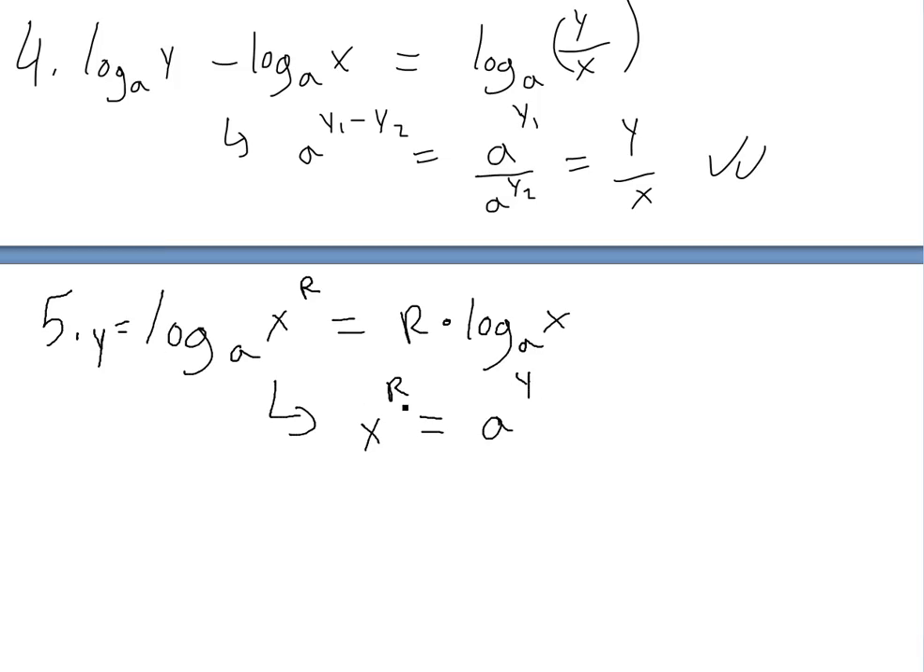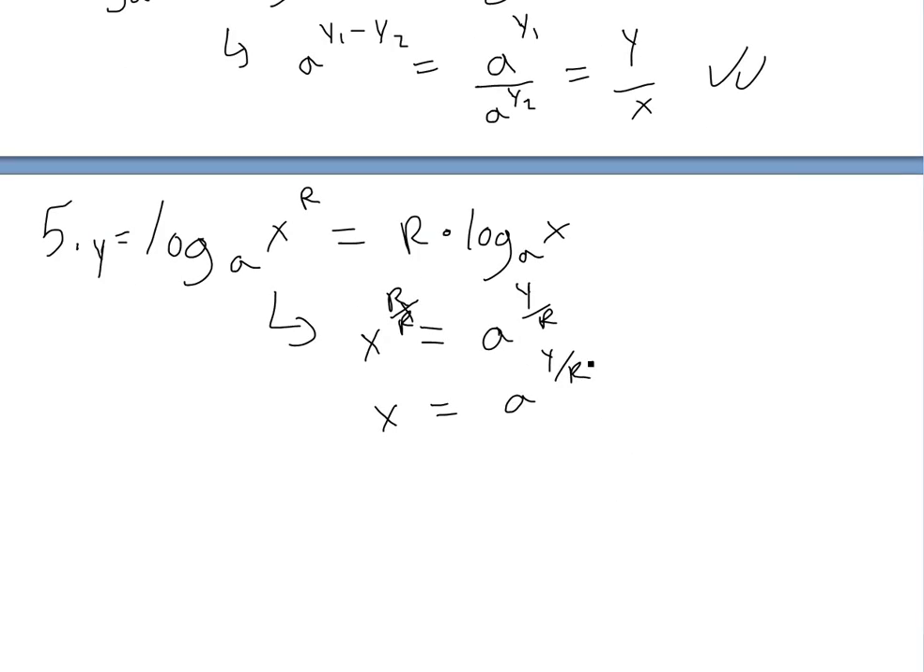What we can do here is raise both sides to the power of 1 over r. We can do that because we're not changing anything. So this cancels and we're left with x, which equals a^(y/r). Now we find the inverse, or take the log: we get y over r equals log_a of x. Then multiplying by r on both sides, we get y equals r log_a x. So this is the same as this. There's the proof.